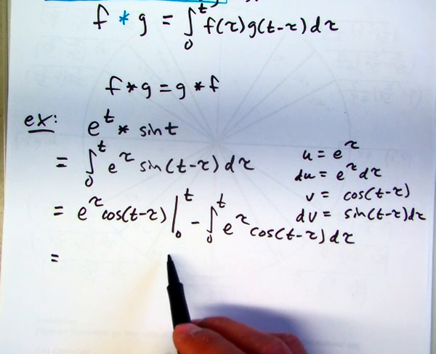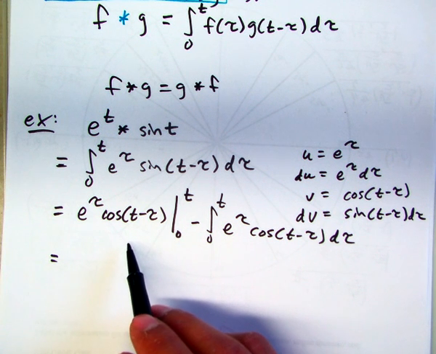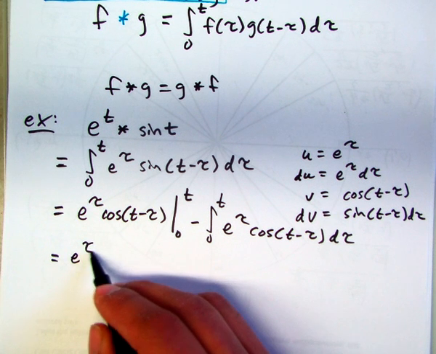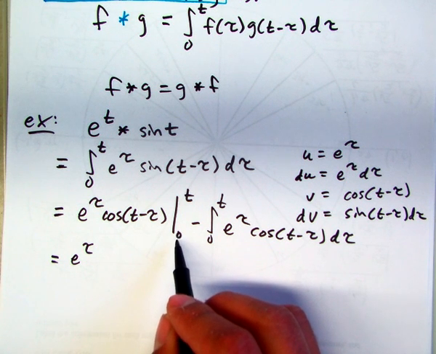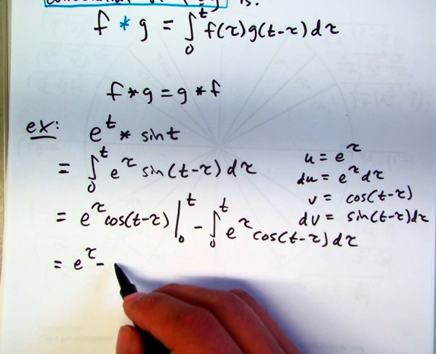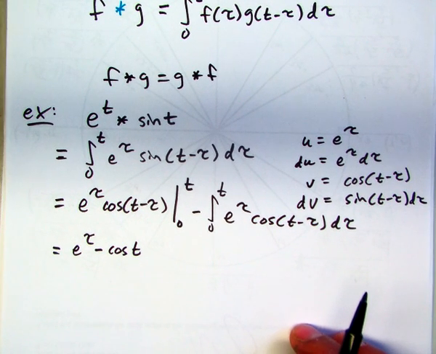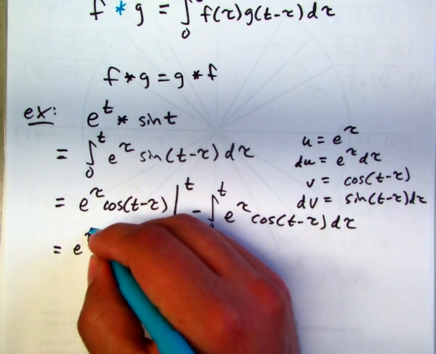Plug in t first. We got e to the t. t minus t is 0. Cosine of 0 is 1. Now we plug in 0. e to the 0 is 1, so then we have cosine of t. That should be e to the t, sorry. Thank you.